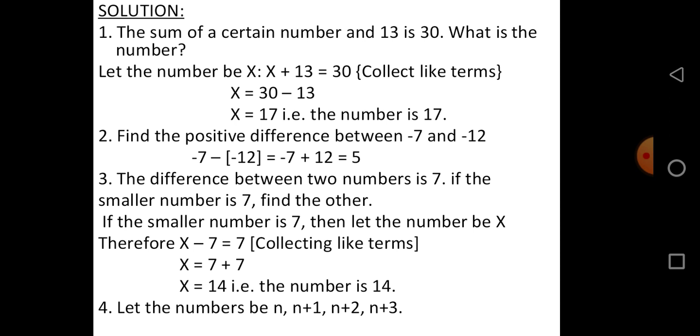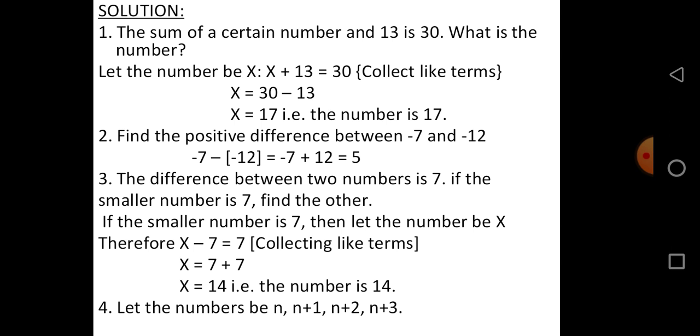Now let's collect like terms to be able to get what the number is. So in this case, what do we do? The number that does not have x, which is 13, will cross the equal to sign to the right hand side of the equation, and anytime a number crosses the equal to sign, the sign of that number will change. You can see we have plus at the front of 13, so when it goes to the right hand side of the equation, it becomes minus. So that's why you now have x equals 30 minus 13, and our final answer is what? 17.